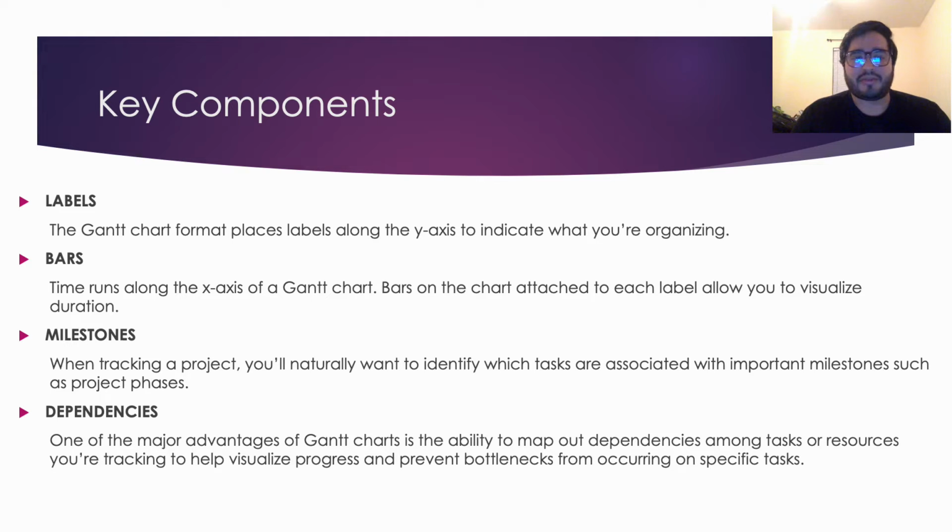Then we have milestones. When tracking a project, you'll naturally want to identify which tasks are associated with important milestones, such as project phases. These milestones are linked to the relevant bars and easily visualized in the Gantt chart. And finally, we have dependencies. As mentioned earlier, one of the major advantages of Gantt charts is the ability to map out dependencies among the.